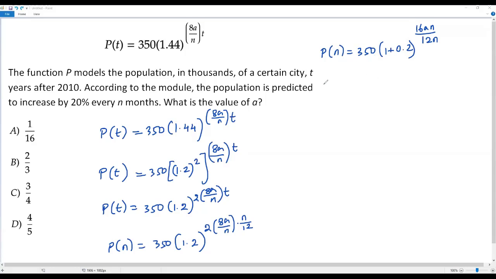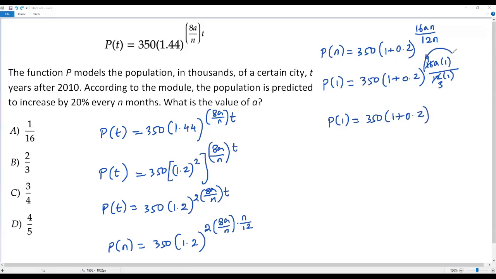Okay, now let me plug in n equal to 1. Then I'm getting P of 1 equals 350 times 1 plus 0.2 to the power of 16a times 1 divided by 12 times 1. Okay, here both 16 and 12 have the greatest common divisor 4. That is 4 goes into 16 4 times, and 4 goes into 12 3 times. Then I'm getting P of 1 equals 350 times 1 plus 0.2. Then when I simplify this one, I'm getting 4a over 3.